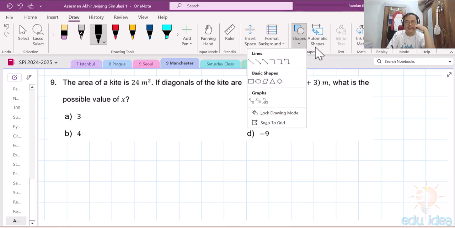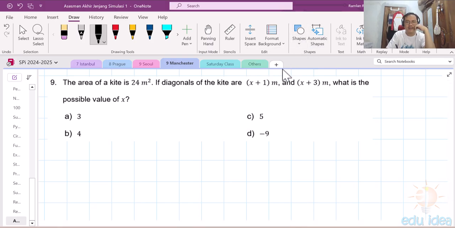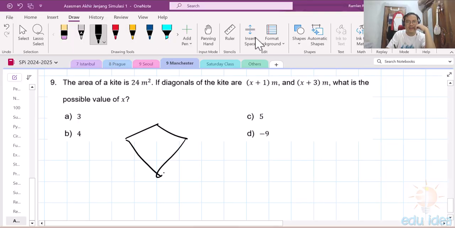Then again, just draw a kite. I don't have any shape here like a kite, so we just draw it like this. Sorry, my drawing is not that good. So the diagonals are like this one over here, and then we have another one. I'm going to use a different color, this one over here. So those two are the diagonals. The first one is x plus 1 and the other one is x plus 3. So let's say the red one is x plus 1 and the vertical one is x plus 3.